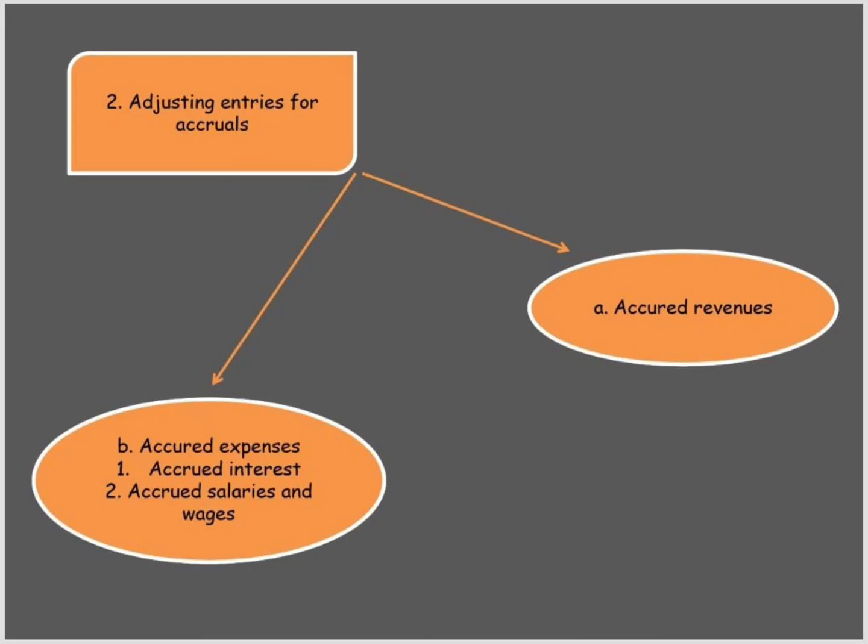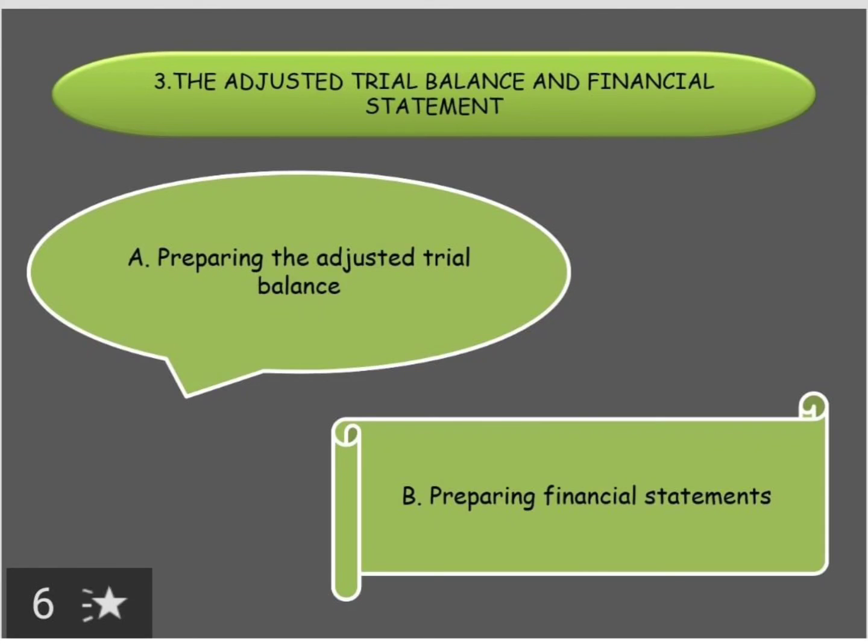Let's look in more detail at some specific types of accrued expenses, beginning with accrued interest. 1. Accrued interest. 2. Accrued salaries and wages. 3. The adjusted trial balance and financial statements. The purpose of an adjusted trial balance is to prove the equality of the total debit balances and the total credit balances in the ledger after all adjustments.